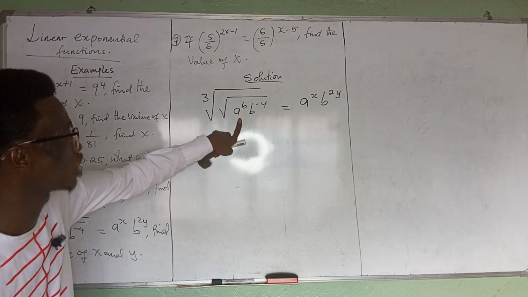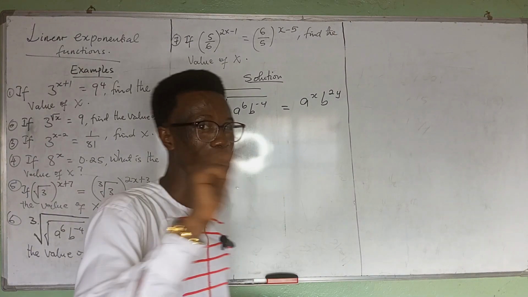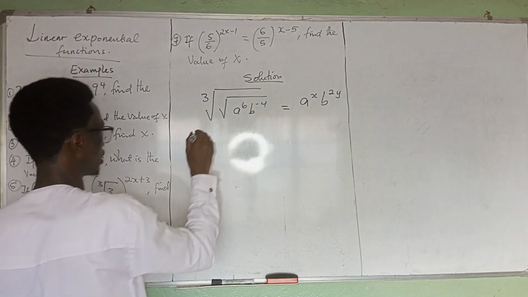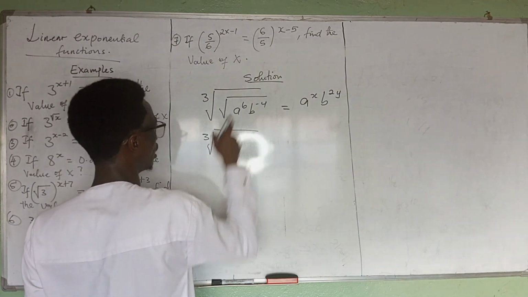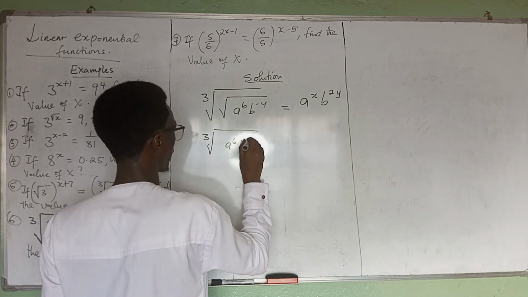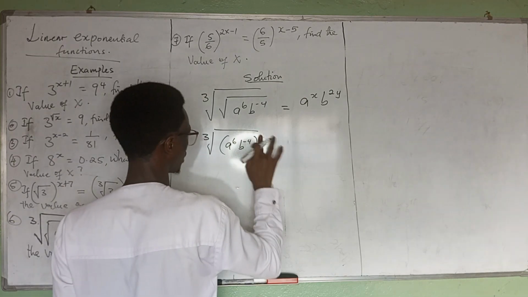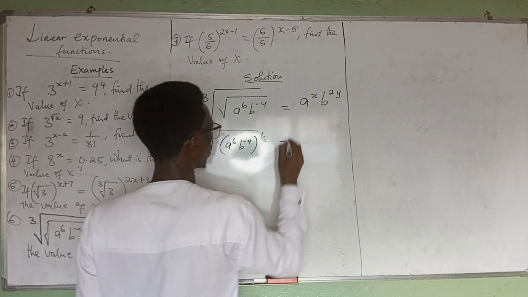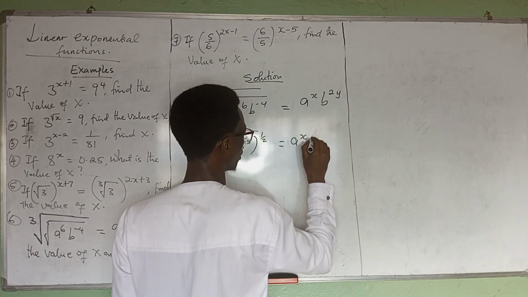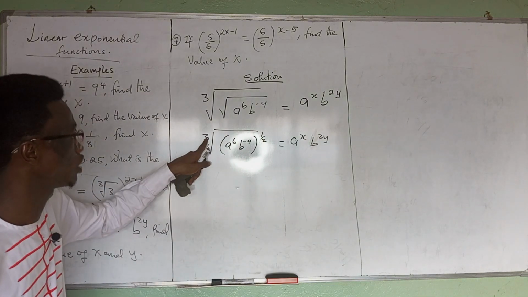So the first thing, try to change this guy here inside. Remember I told you when you have a square root of a number, it's the same as that number raised to the power half. So let's start with this. We have the cube root. Now we change this one. This becomes a to the power 6, b to the power minus 4, everything here raised to the power half. Okay, so that's the first step. Equals, let's write this one, a to the power x, b to the power 2y.